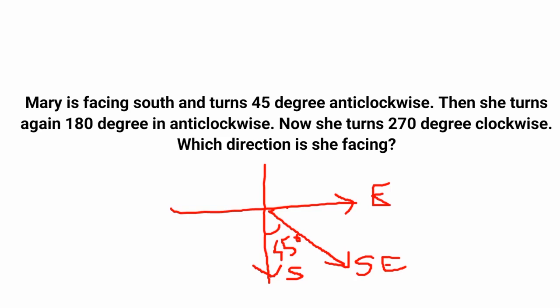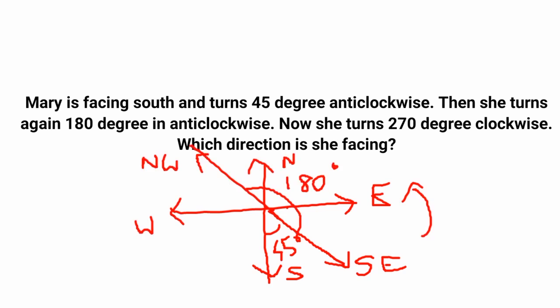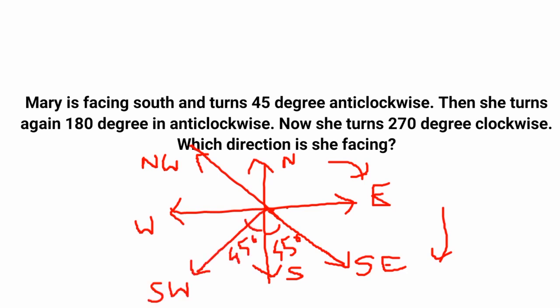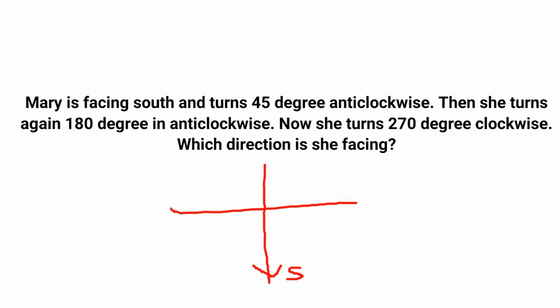Then she turns 180 degree anti-clockwise. We know that when a person turns 180 degree she will be facing in the exact opposite direction. So here she will be facing in northwest direction. After that she turned 270 degree clockwise. 270 means nothing but 180 plus 90. So after making 180 degree, she will be facing in the exact opposite direction, that is southeast. Then she turned 90 more in clockwise direction. So plus 45 she will be facing towards south, plus one more 45, that is she will be facing in southwest direction.